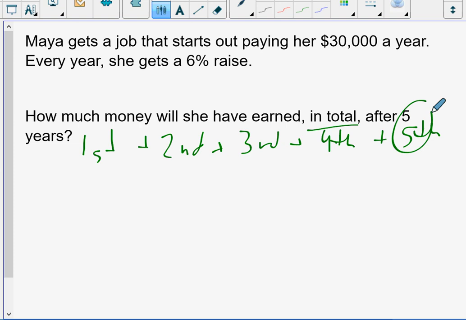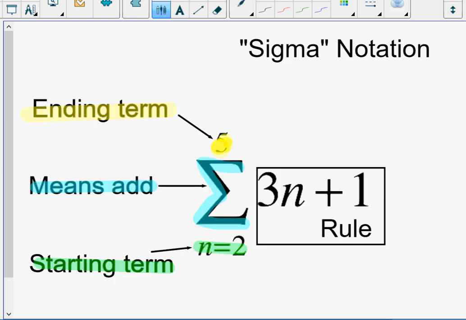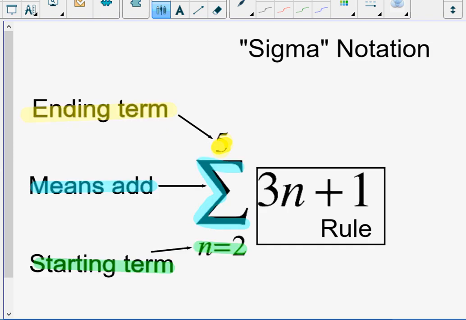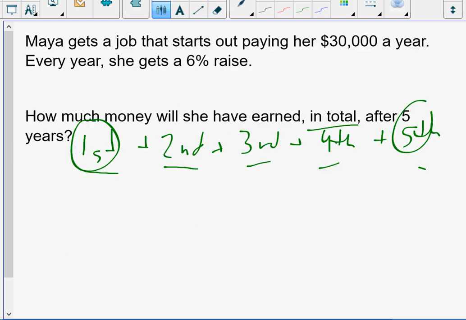So the shortcut that we're going to use to start calculating things where we have to add up every single term of it is we're going to use sigma notation. And what sigma notation looks like is you get this sigma symbol, which looks sort of like a capital E but messed up. And at the bottom, we put the starting term. So that means the first term that we are going to add up. So if we're doing our do now here, the first term is going to be the amount of money that she earns that first year, and we're going to say that n equals 1 for this particular problem. So I'm going to do my sigma notation and say n equals 1.